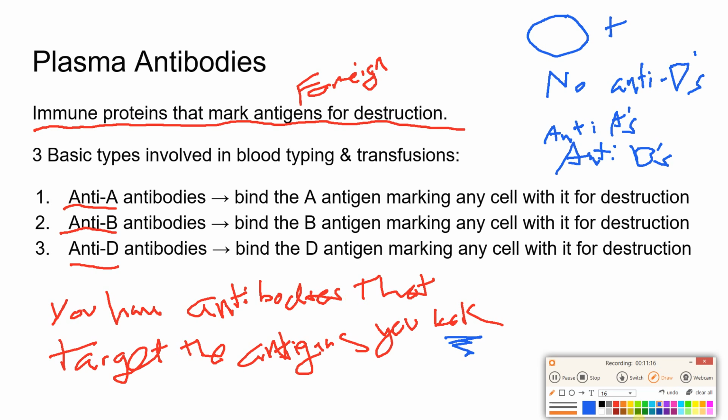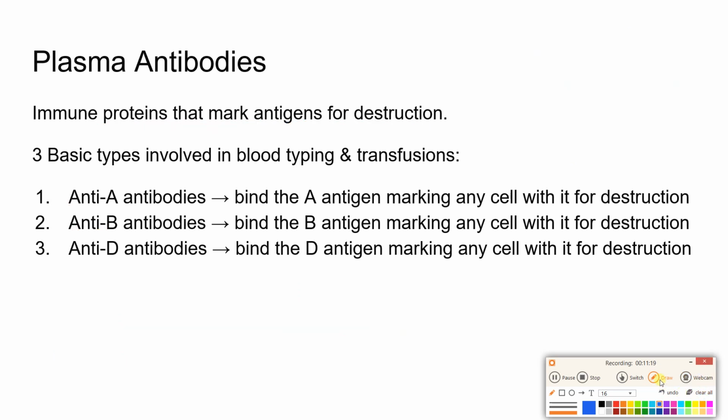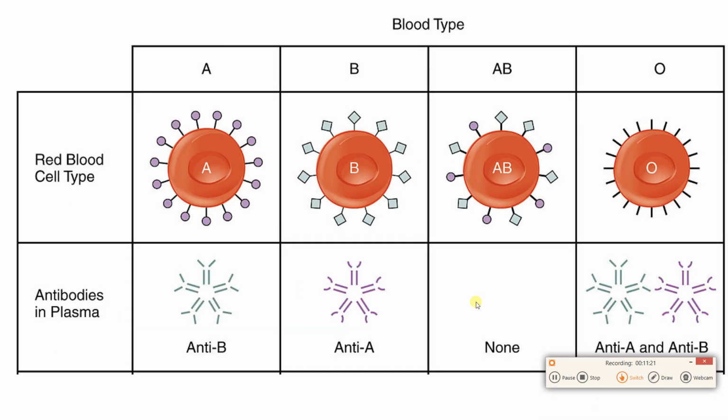All right, definitely think about this. So if we check out my graph here, if I'm type A, I've got the A antigen, and I've got the anti-B antibody. If I'm type B, I've got the B antigen and the anti-A antibody. If I'm type AB, I don't have either one of these antibodies. And if I'm type O, hey, that's me. If I'm type O, I've got both of them.